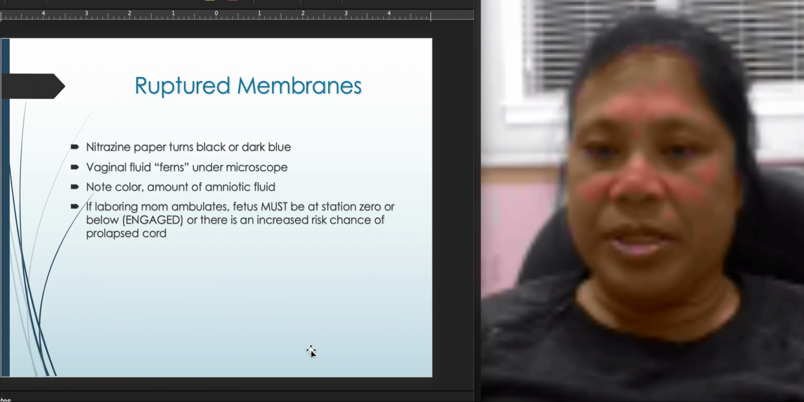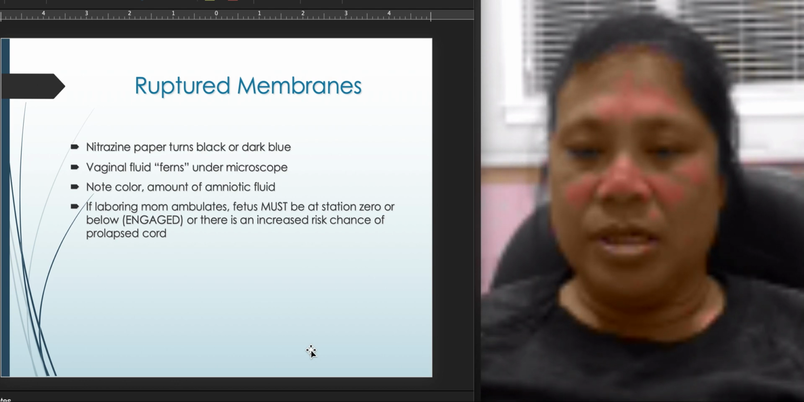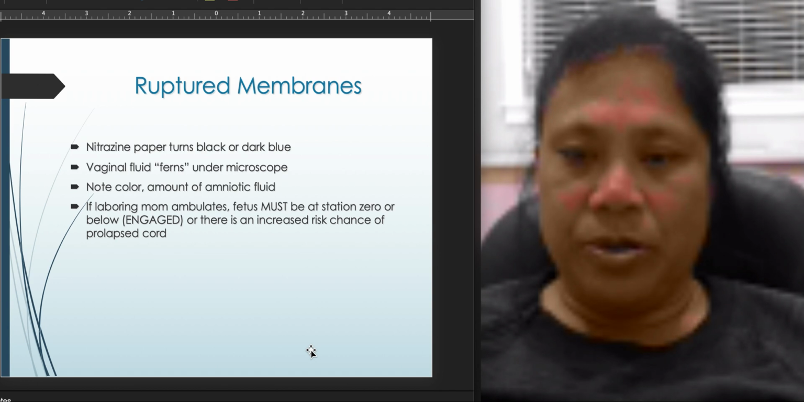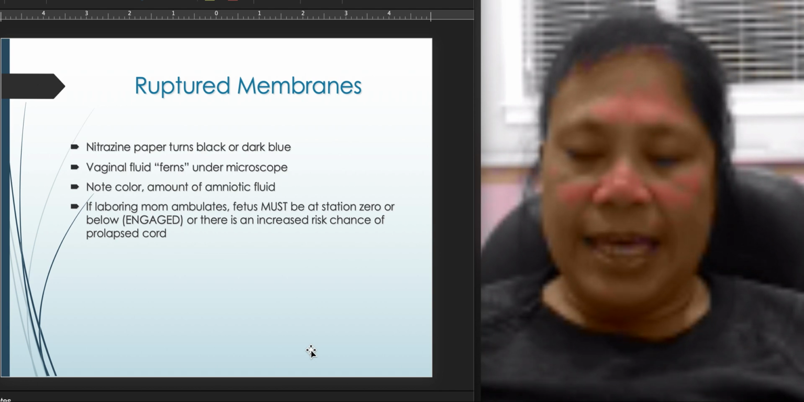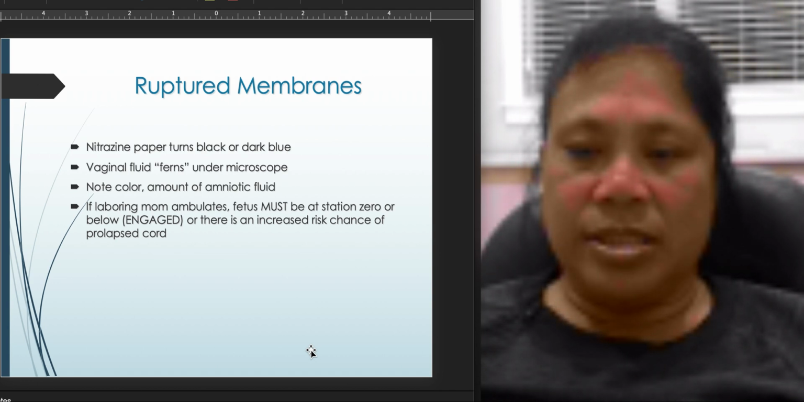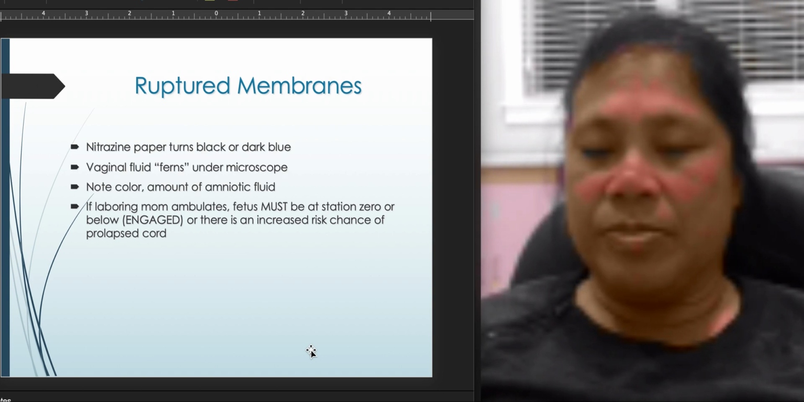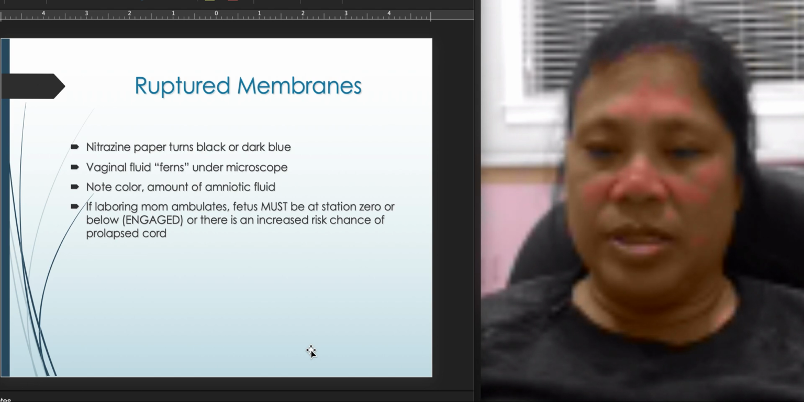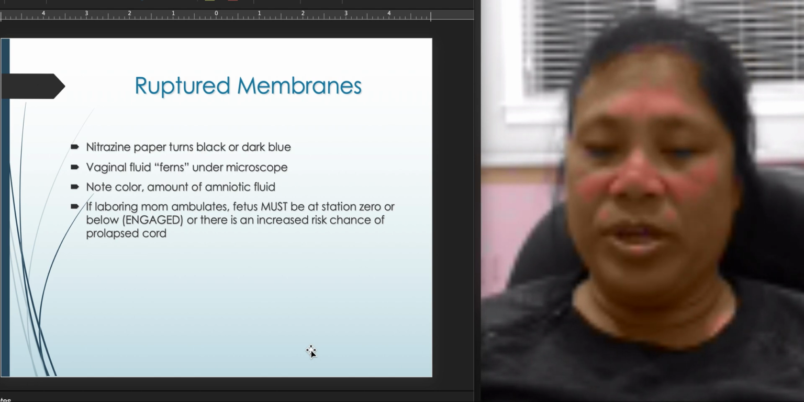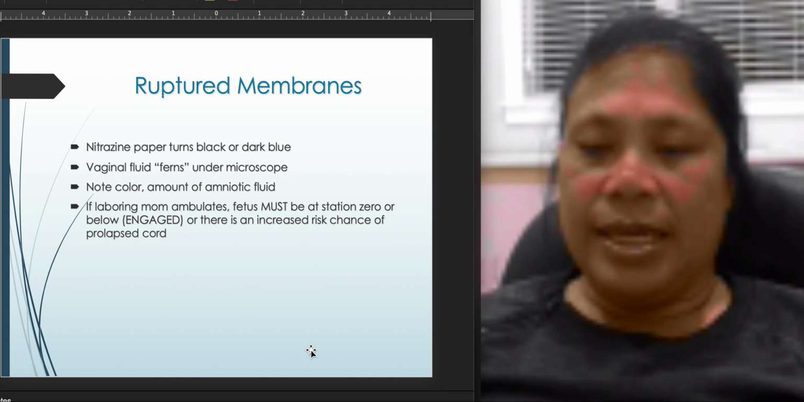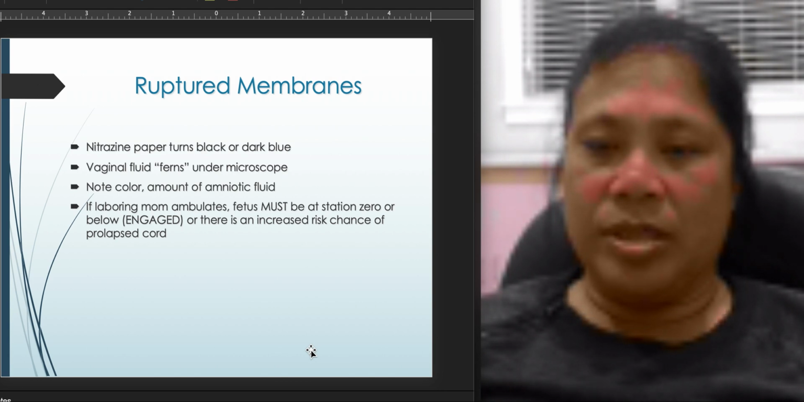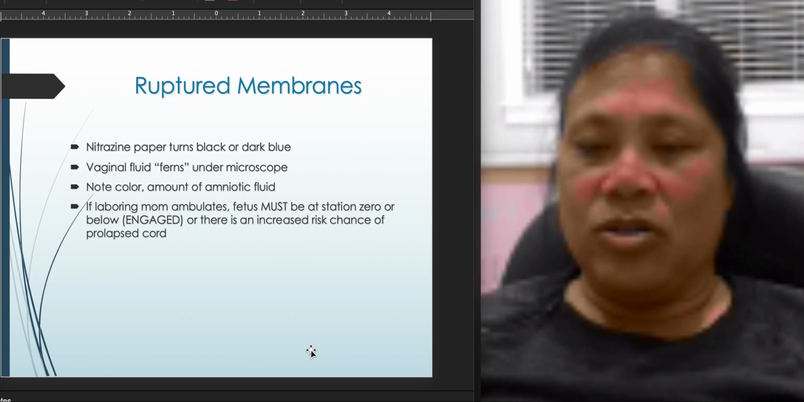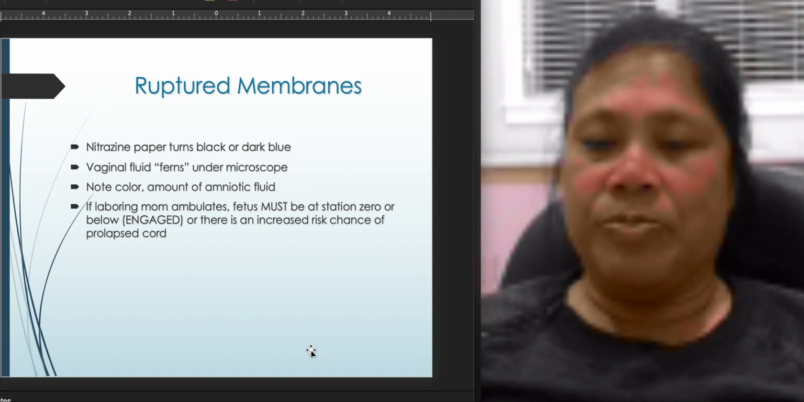Okay, rupture of membranes. In order to confirm rupture of membranes, you use nitrazine paper. It's a yellow strip of paper that's protected from light. When you want to check to see if a laboring patient has ruptured, you dip it in the amniotic fluid. If it's amniotic fluid, it turns blue. And if it doesn't turn blue, then it might be something else such as urine. So that's how you check ruptured membranes with the nitrazine paper.